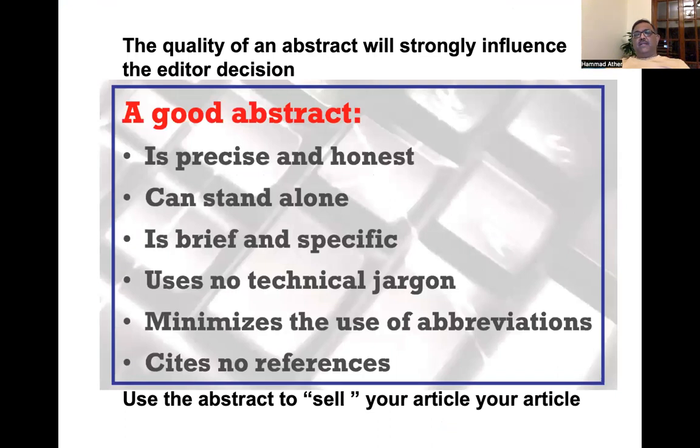A good abstract is precise and honest. It can stand alone, and the majority of readers are only going to read your abstract. So it should stand alone as one piece and provide the gist. Very few people will go and read the details of your paper. Use no technical jargon, minimize the use of abbreviations, and cite no references in your abstract.